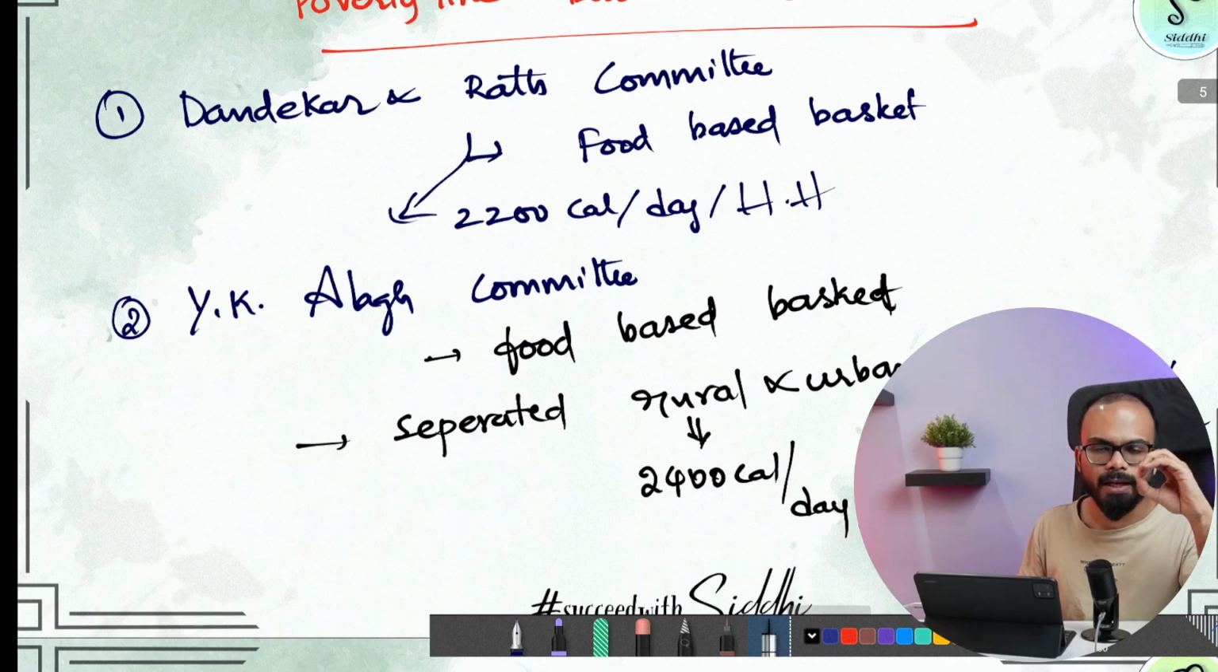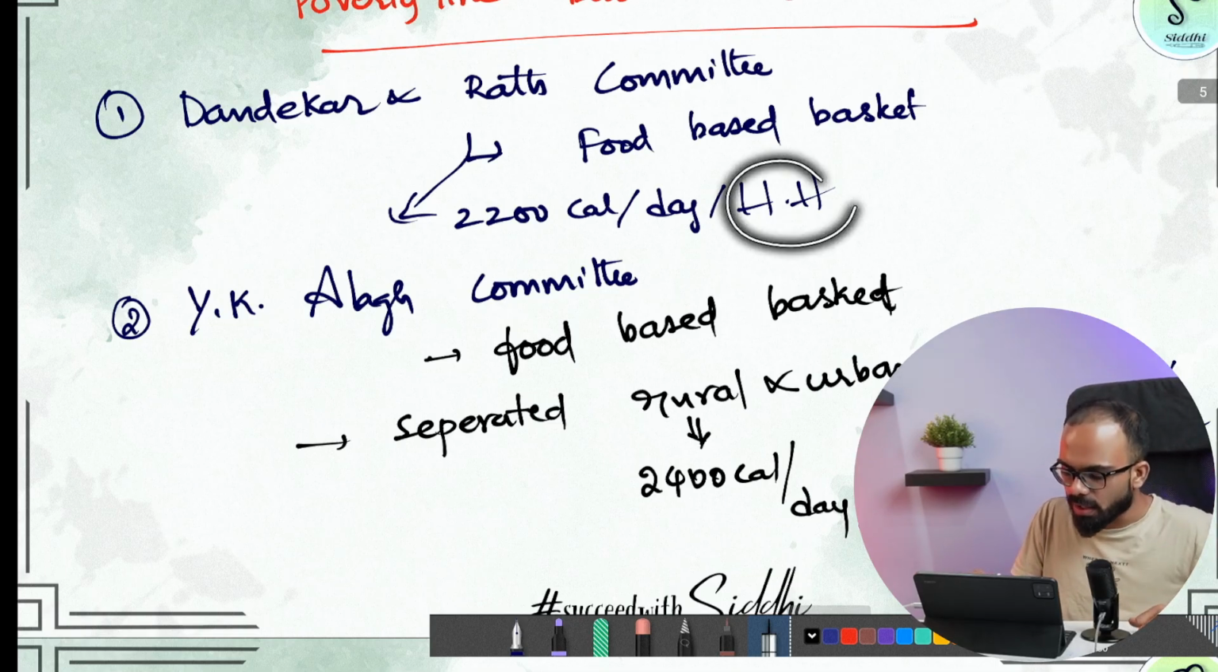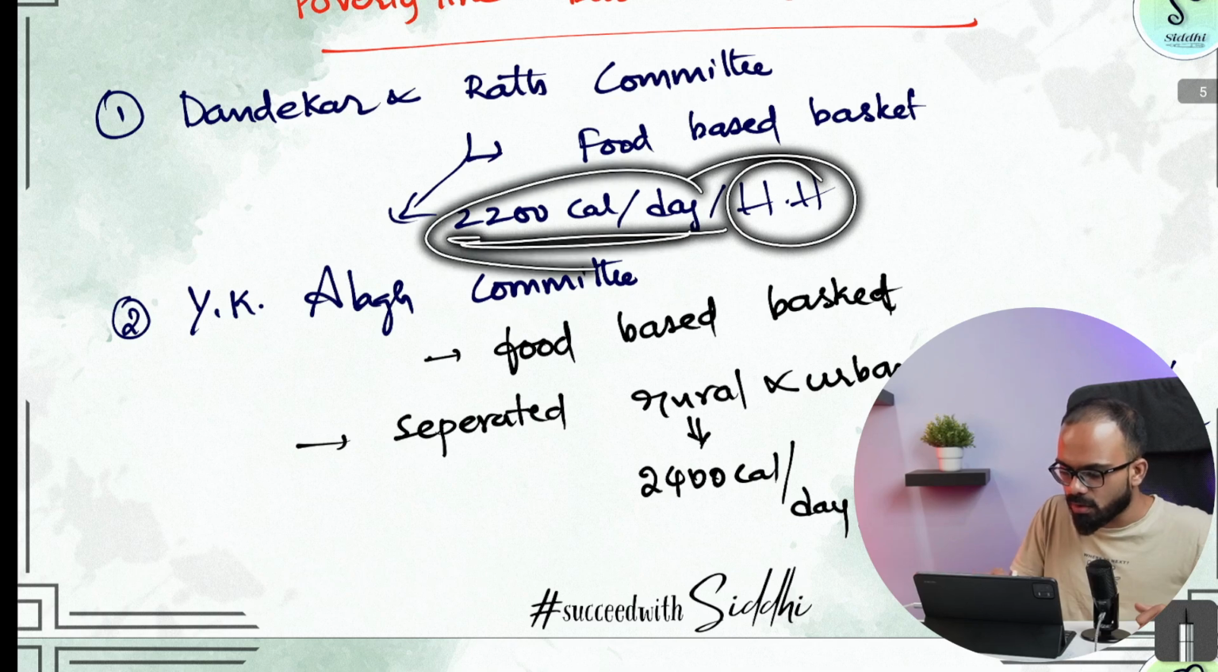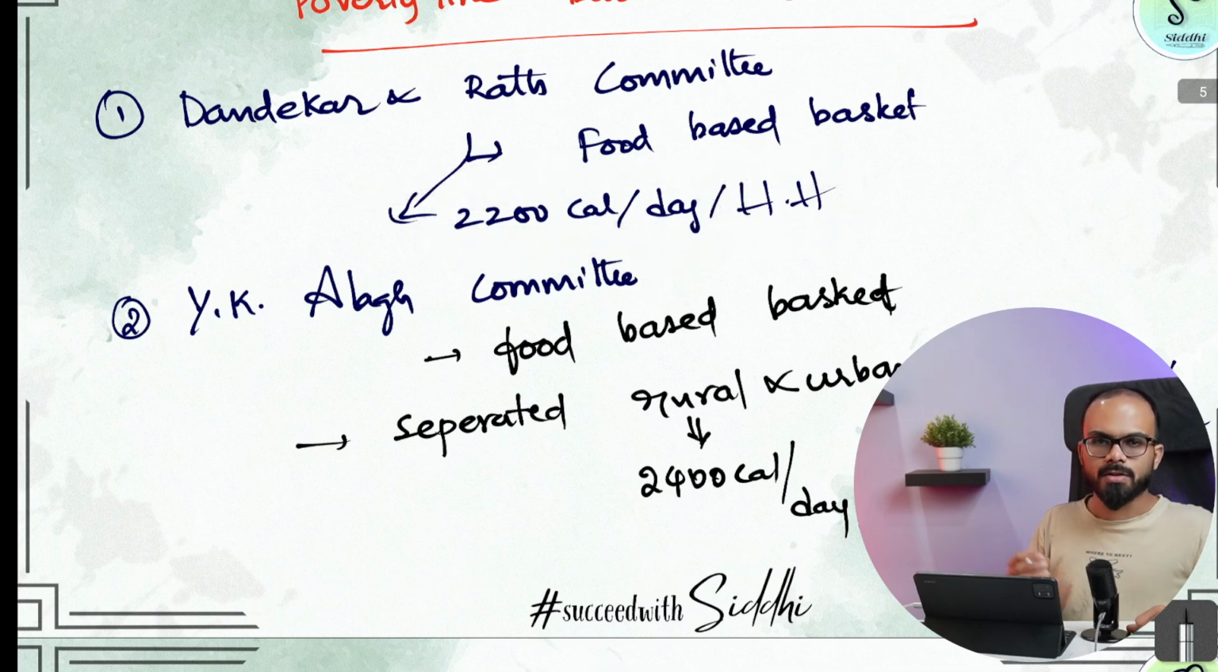Originally, the poverty line definition was based on the food consumption in a family. The first committee is Tendulkar and Rath committee, and they said that any family or any household that is not able to consume more than 2200 calories per day, such family is considered as a below poverty line family.